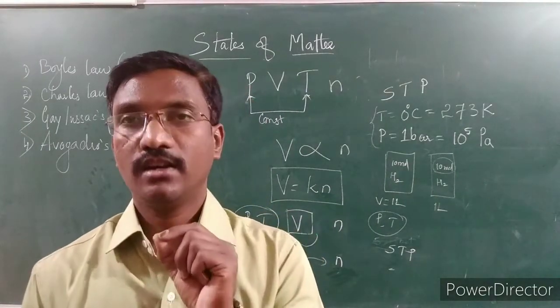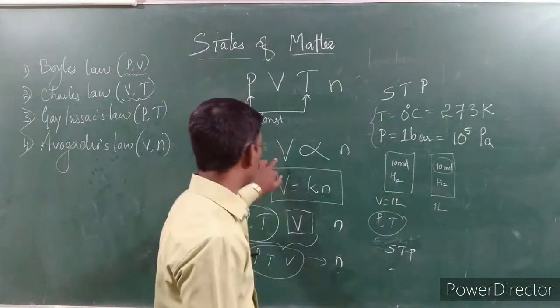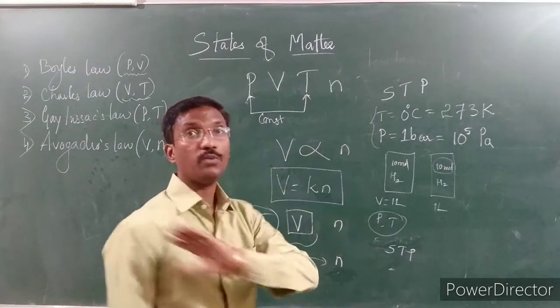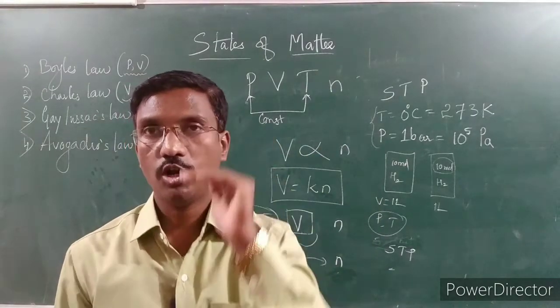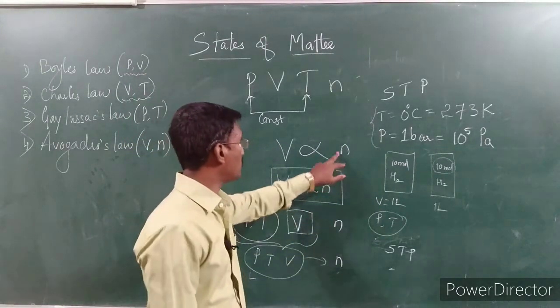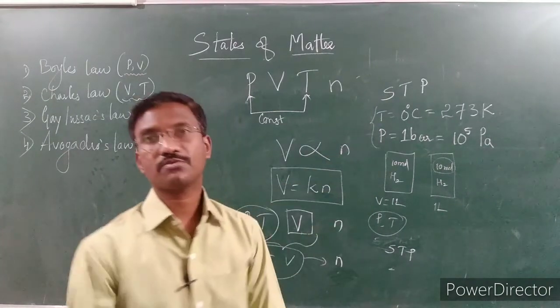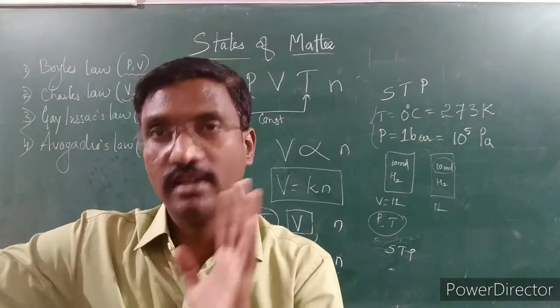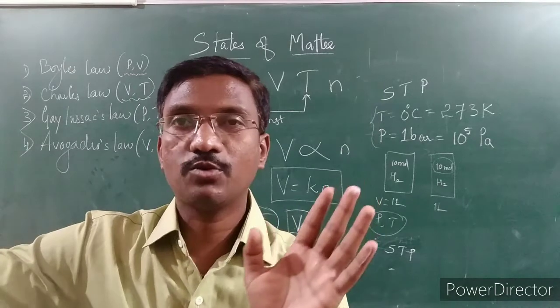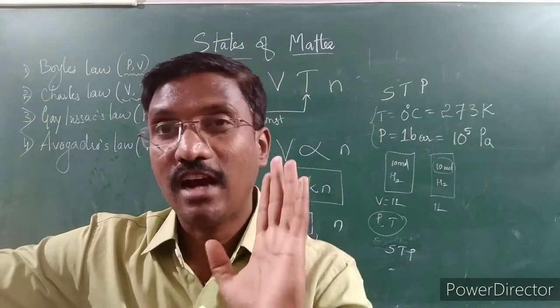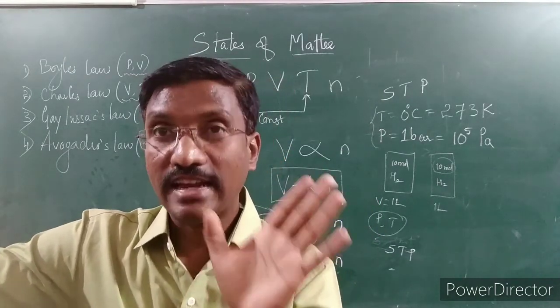So here we can't say that as the volume increases, n never increases, or in other words, when the volume decreases, n, the amount of substance, never decreases. It means that volume and amount of substance are directly proportional.